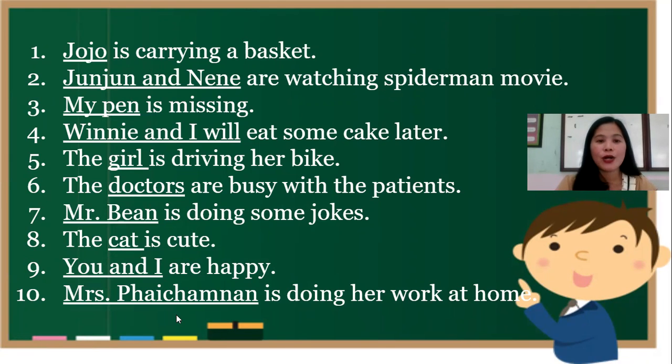Again, you're going to substitute the pronoun for the underlined words. These are the underlined words: Jojo, Junjun and Nene, my pen, Winnie and I. And do not write "the" if you are going to use the pronoun. Okay? All right, very good. Did you get it? Very easy, right? I hope you get it.